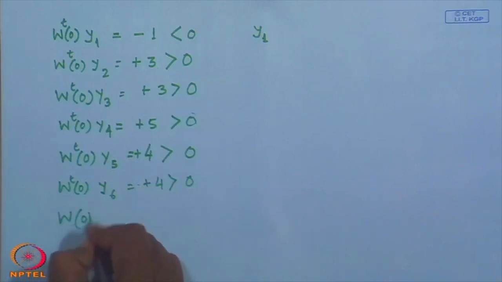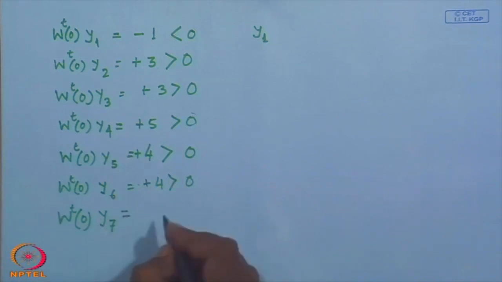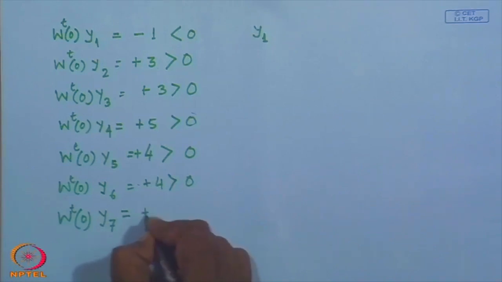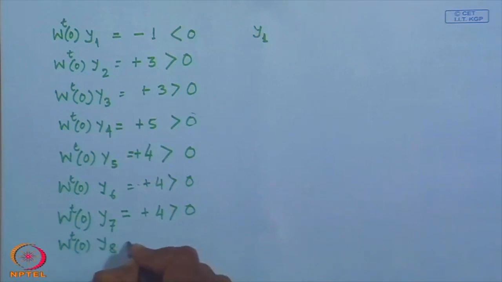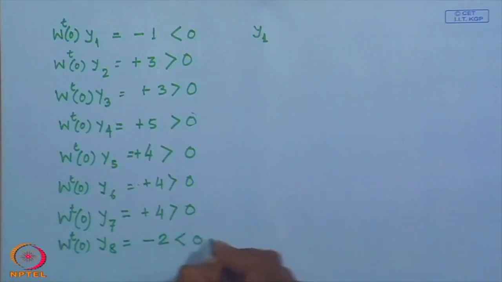W0 transpose y7, if you compute it, will be 4 again, which is greater than 0. W0 transpose y8, if you compute this, will be minus 2, which is less than 0. That means I have to consider this y8 for modification of the weight vector W.